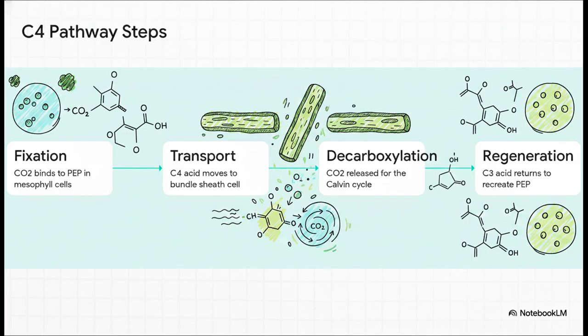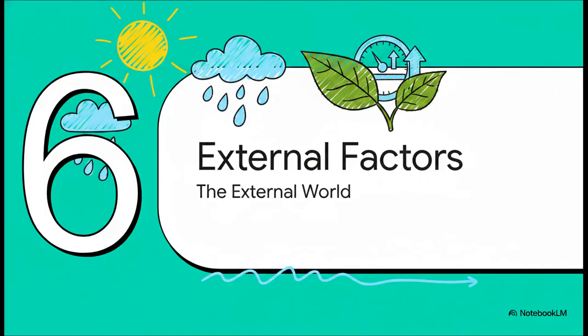Third, decarboxylation. The acid is broken down, releasing a highly concentrated burst of carbon dioxide directly into the Calvin cycle. And finally, regeneration. A 3-carbon acid returns to the mesophyll to recreate PEP. Basically, it acts like a specialized, high-powered carbon dioxide delivery pump that guarantees the ultimate sugar-making machinery never runs out of raw materials.